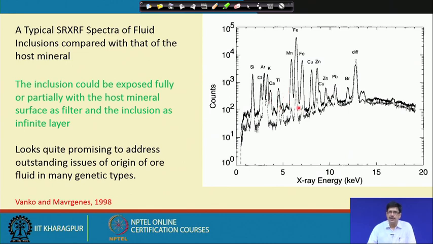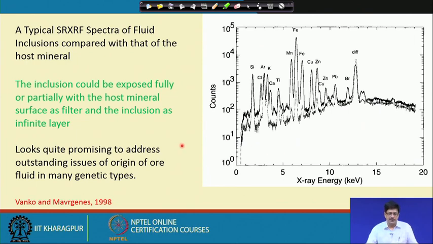So, if they could be analyzed, the inclusions of that particular generation could be selected, or those particular samples which represent discrete sources of this particular fluid. Such inclusions could be analyzed to confirm their ore bearing potentials. So, this is a typical synchrotron source X-ray fluorescence spectra. This method looks quite promising, and it addresses outstanding issues of ore fluid, and we expect to see more on this particular technique in the future.